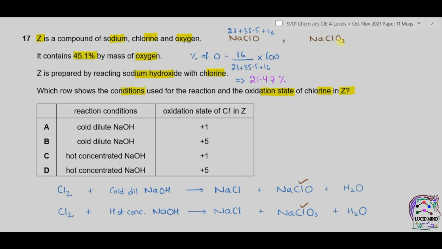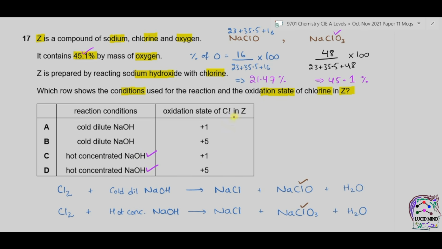Similarly for NaClO3 we have 3 oxygen atoms, so 16 into 3 is 48. Divided by the total atomic mass 23 plus 35.5 plus 48, into 100. It comes equal to 45.1%. It means it is not NaClO, it is NaClO3. And NaClO3 is formed by hot concentrated sodium hydroxide. So therefore it should be either C or D.